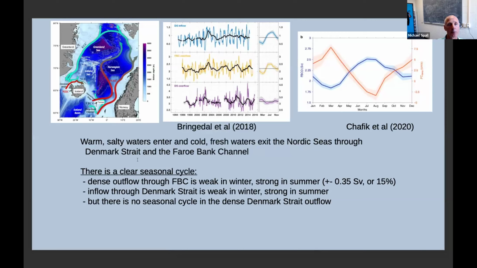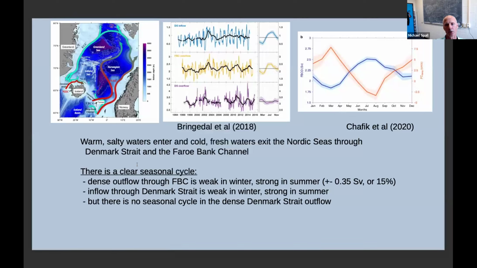If we look at the Faroe Bank Channel overflows, so there's a dense water coming south, you see similar magnitude interannual variability and also a seasonal cycle. And there is a weaker outflow, the sense of the sign change. So there's weaker outflow in the winter, stronger outflow in the summer. Denmark Strait, the overflow shows a very weak seasonal cycle. So wind forcing and buoyancy forcing are both stronger in the winter, but the exchanges are stronger in the summer.